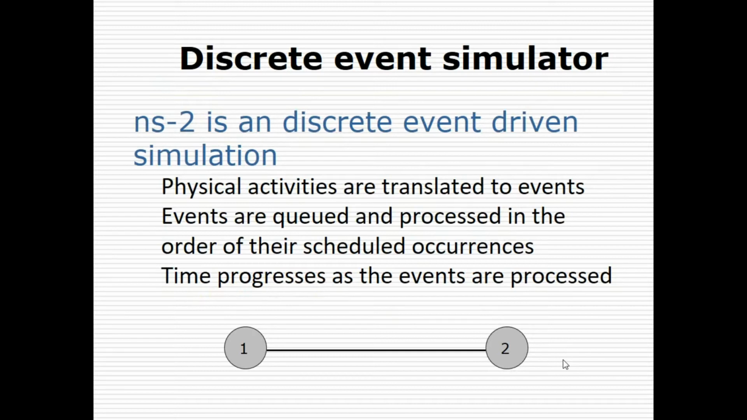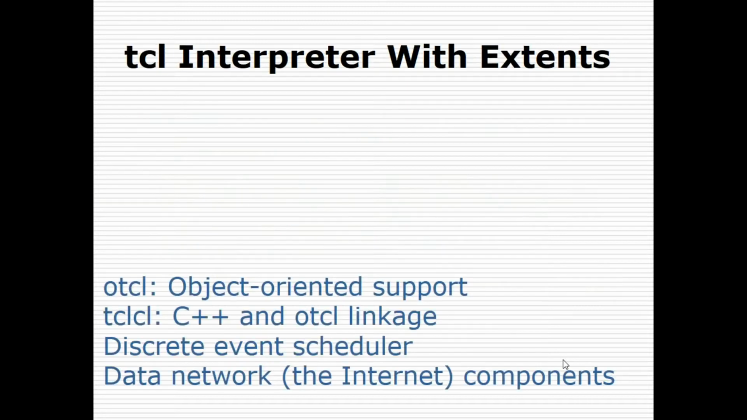So let us discuss something regarding the discrete event simulator. NS2 is a discrete event simulator, and all the physical activities are translated to events. And what are events? Events are queued and processed in order of their scheduled occurrences, and time progresses as the events are processed, which means transferring a packet from one node to another is also called an event. So you can see that node 1 is transferring the packet. It has taken a time of 1.5 seconds, and then node 2 has received the packet. It has taken about 1.7 seconds. Again at 1.8 seconds, and again the time received is 2.0 seconds. So the Tcl interpreter with extends.